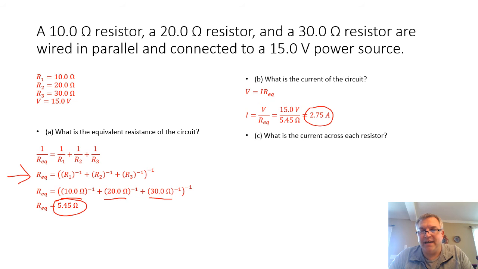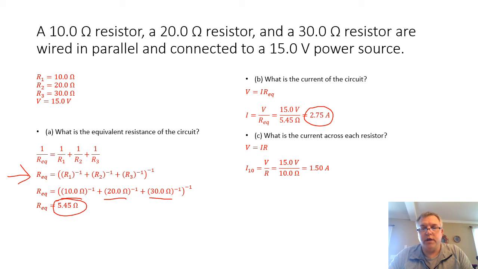Part C is asking what is the current across each resistor. So again, using the same formula based off of Ohm's law, I know that the current is going to be equal to the voltage divided by the resistance. Just in this case, because we're looking for the current on each resistor, we want to use the resistance of the individual resistors. So for the 10 ohm resistor, I know that the current is going to equal 15 volts divided by 10 ohms. That is going to give me 1.5 amps.